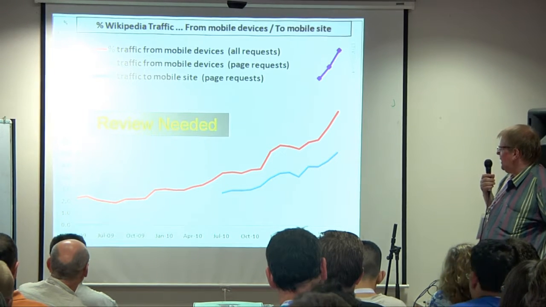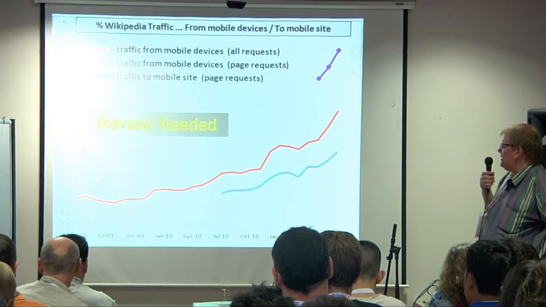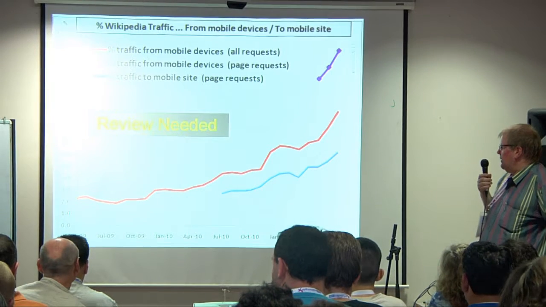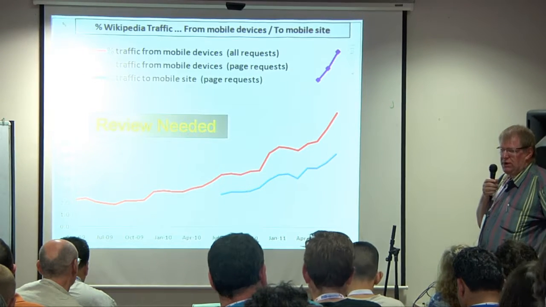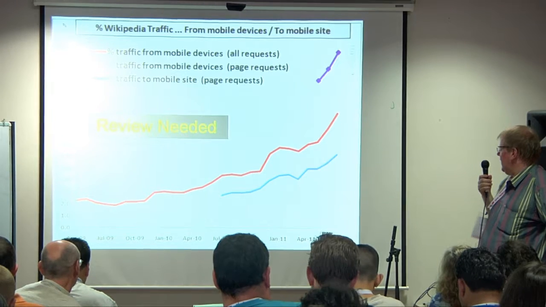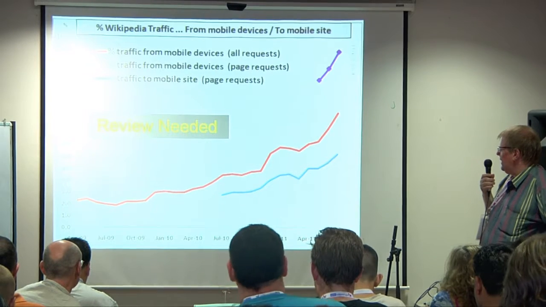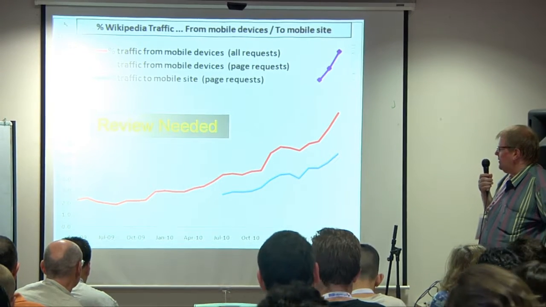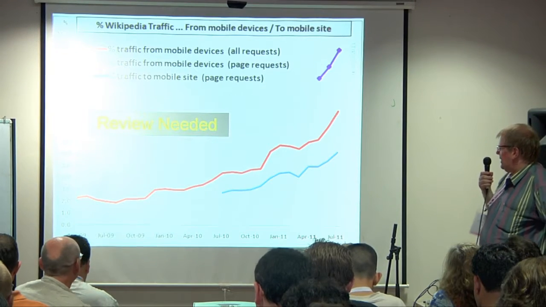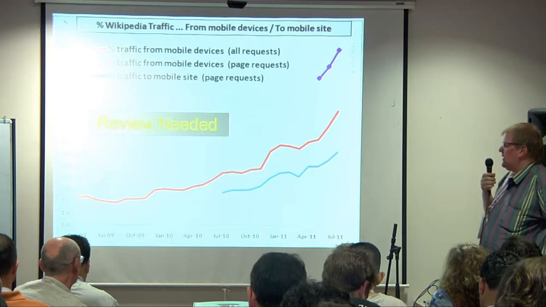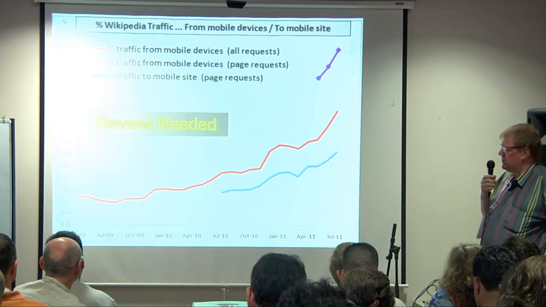Those two lines we've been tracking for a while now. But then preparing this talk, it occurred to me that these are really apples and oranges, because the data are derived from completely different sources. The blue line, the traffic to the mobile site, is from the aggregated stats that Domas Mituzas publishes, and the red line is counting all server requests, which is much more images than pages and script files and so on.